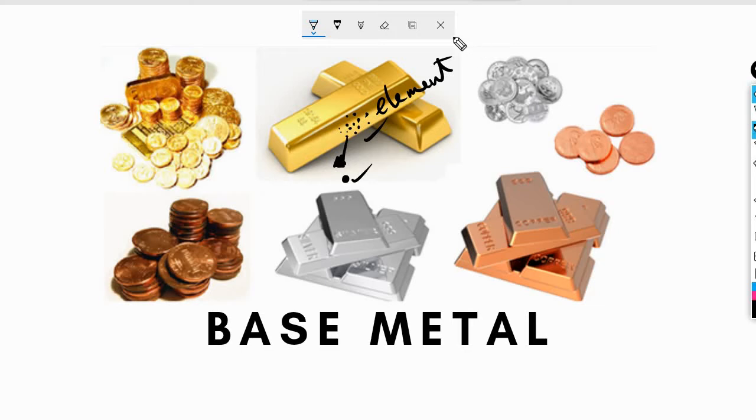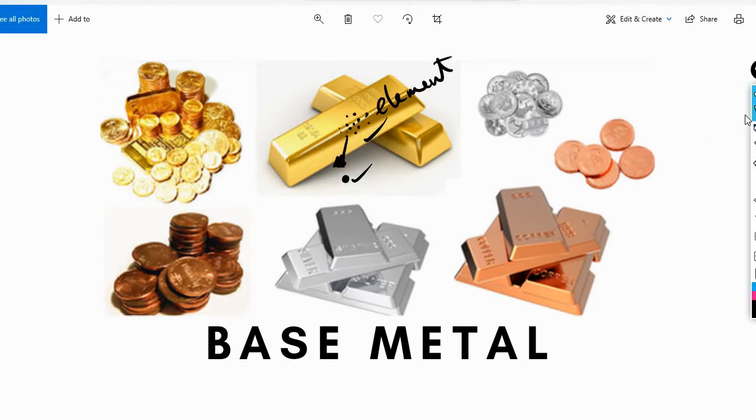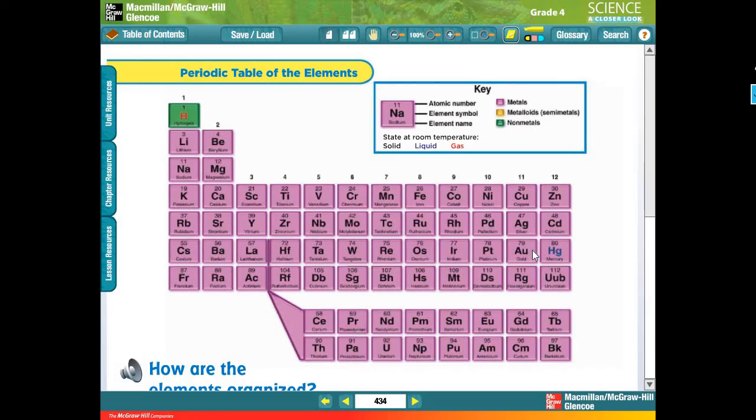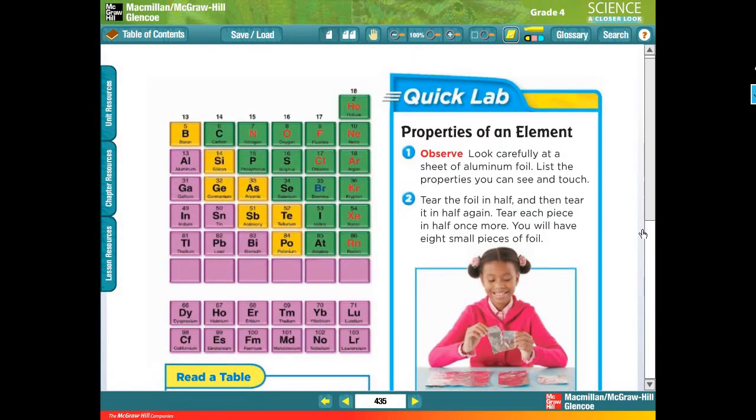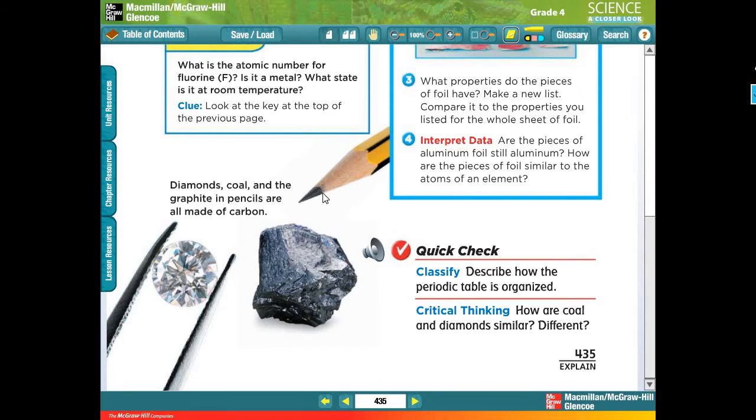Except the carbon. If you look at the carbon, guys, you can see that we have different kinds of carbon. We have diamond, we have coal. If you look in your book, page 435, we have here coal, graphite in the pencil, and diamond. Of course, diamond is very expensive and you can't find it just anywhere. Coal is very cheap. You can find it under the ground and anywhere. And I think you understand very well the difference between coal and diamond.